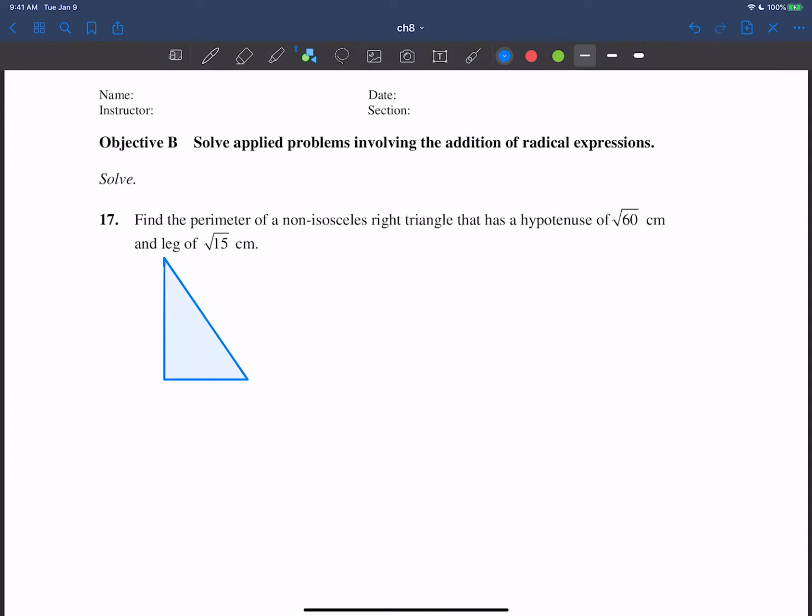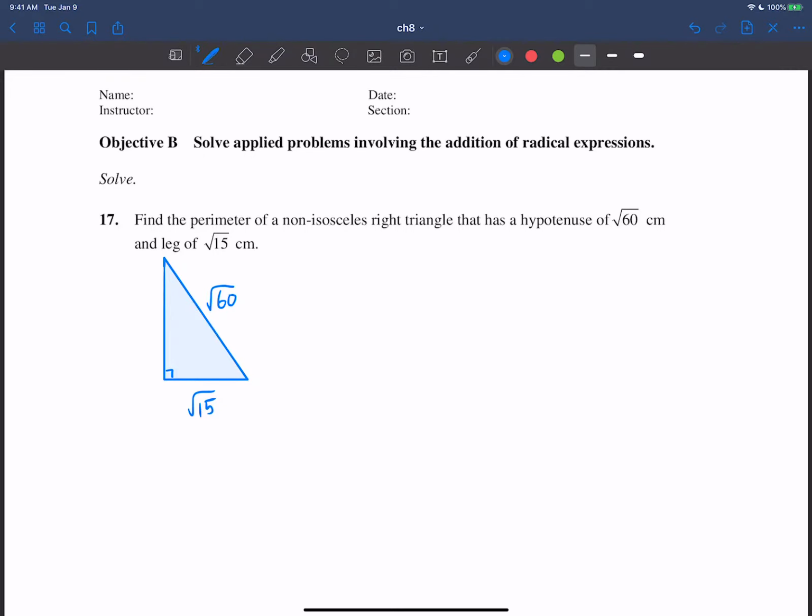Alright, doesn't look bad. And then let's label the sides. First, we have a right angle right here. The hypotenuse is radical 60. Hypotenuse is the longest side in a right triangle, which is this one. The leg is radical 15. We have 2 legs. It really doesn't matter which one you label as radical 15. I'm going to label this leg as radical 15.